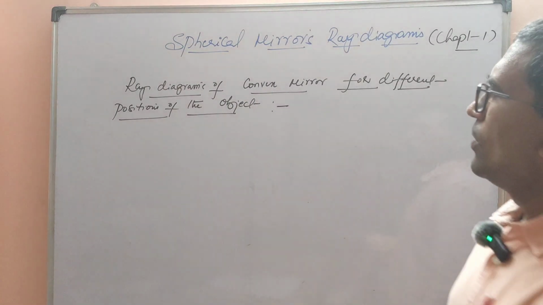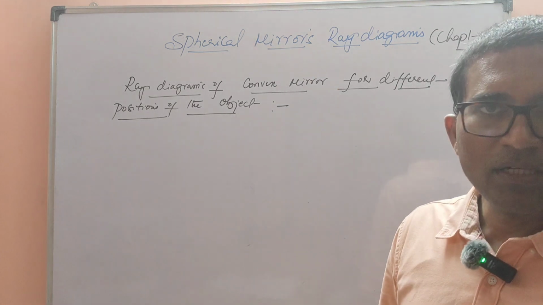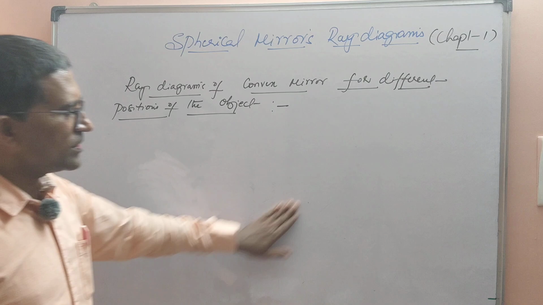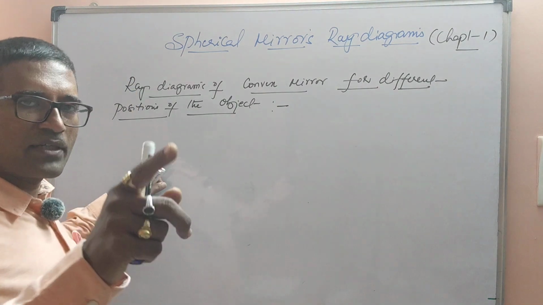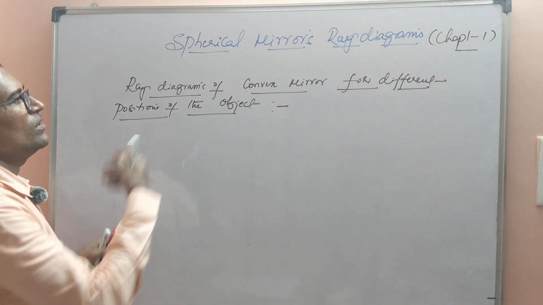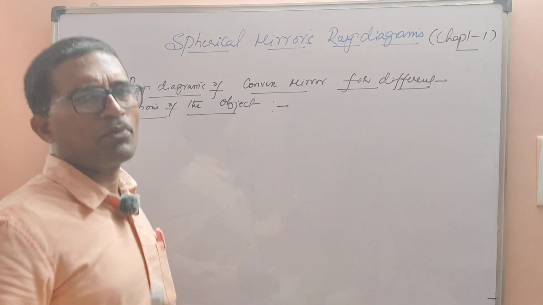In this video, we will be discussing ray diagrams related to the convex mirror. We know a convex mirror is a diverging mirror which can diverge the reflected light rays. In case of a concave mirror, we have 6 ray diagrams for different positions of the object, whereas in case of a convex mirror, we have only 2 ray diagrams which are very important.